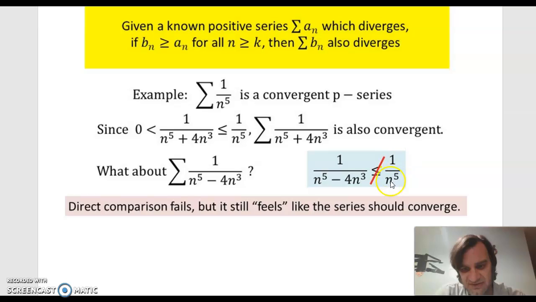We know the p-series converges, but we don't know anything bigger converges. That's not what the comparison test tells us.